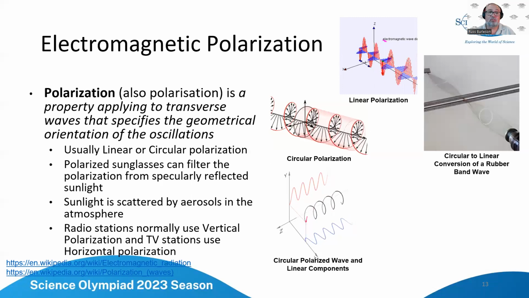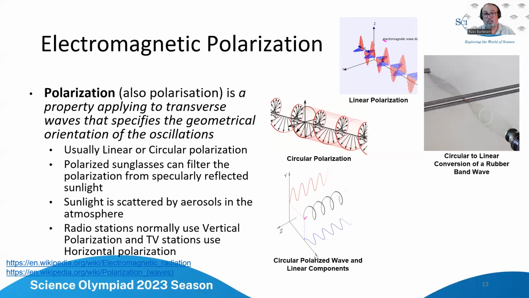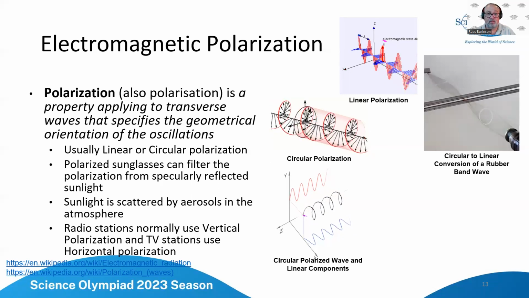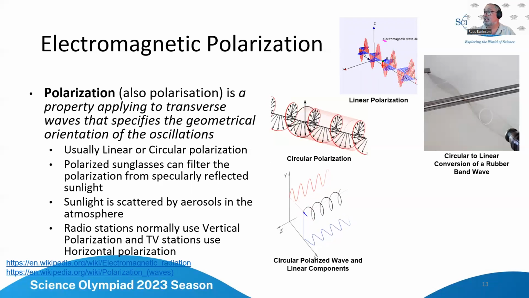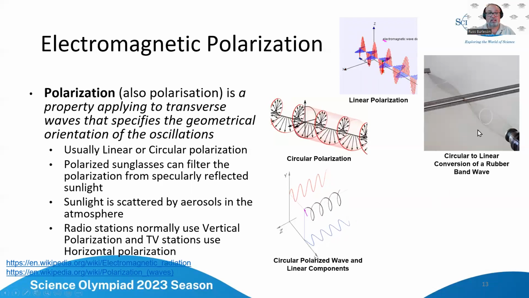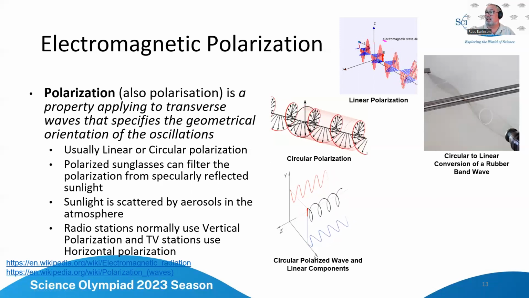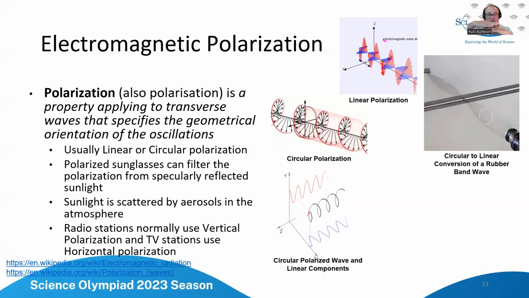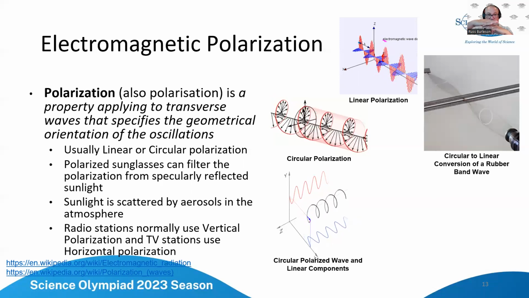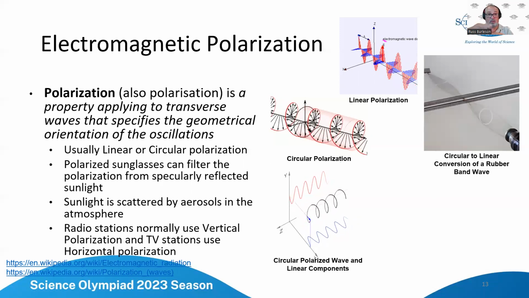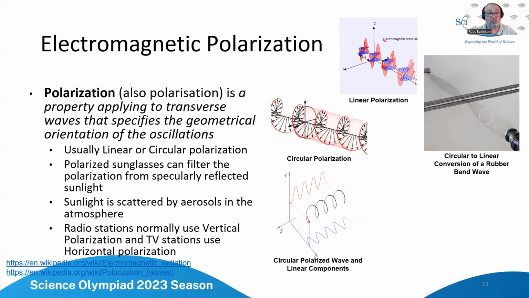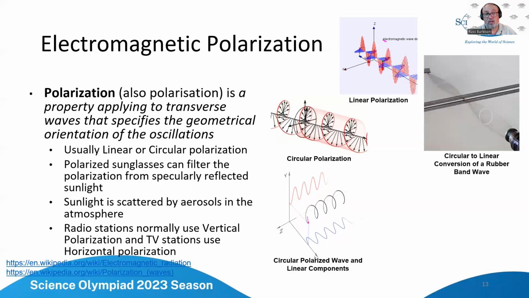Okay, you can also convert circular to linear polarization, and you can see in the example off here to the right, they actually took a string and had it circularly polarized, but then they put it through a little device that wouldn't allow it to go up and down. It only allowed it to go side to side, and it turned into a linearly polarized wave.